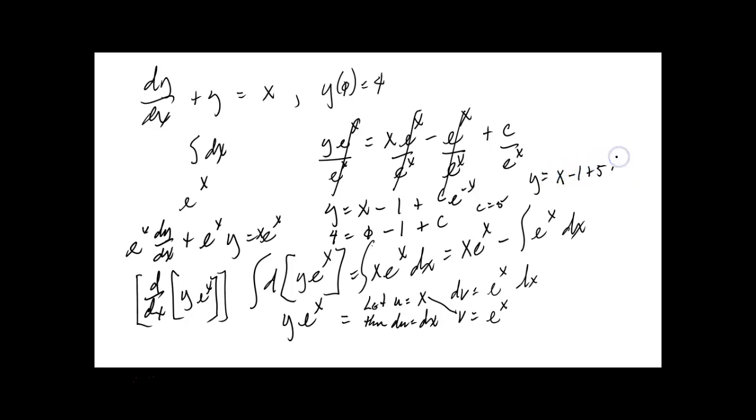y is equal to x minus 1 plus 5e to the minus x. Okay? That's exactly the form they leave it in. y is equal to x minus 1 plus 5e to the minus x. Okay?